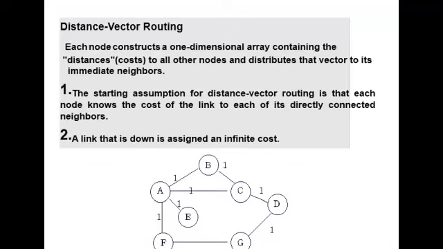So now first we come to the distance vector routing algorithm. Let's take an example. You can see the graph, and all the nodes are considered as routers, and I have mentioned the cost as only one because we can simplify the calculation and learn things fast. So in distance vector routing, each node constructs a one-dimensional array containing the distances to all other nodes and distributes that vector, vector means that distance, to its immediate neighbors, right?